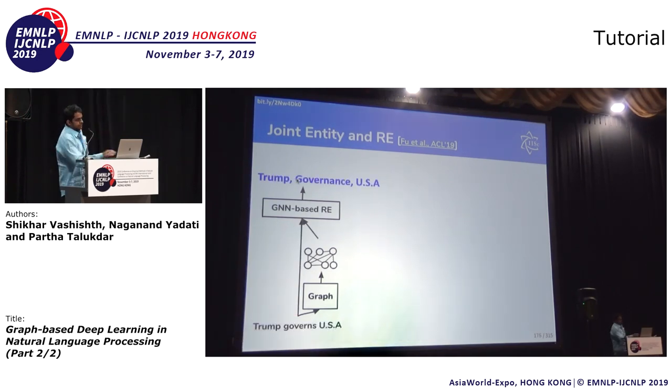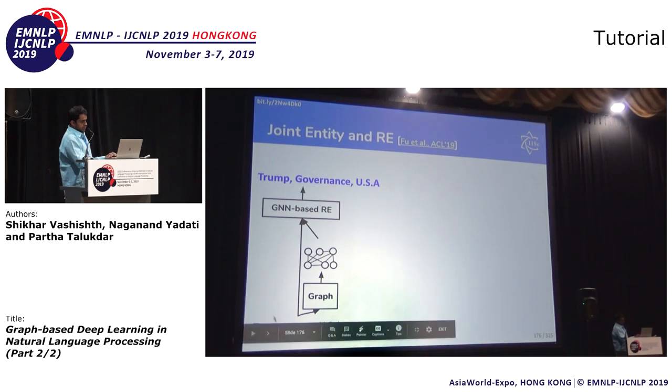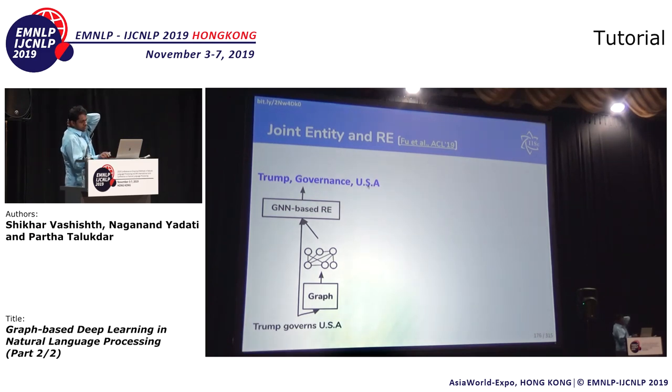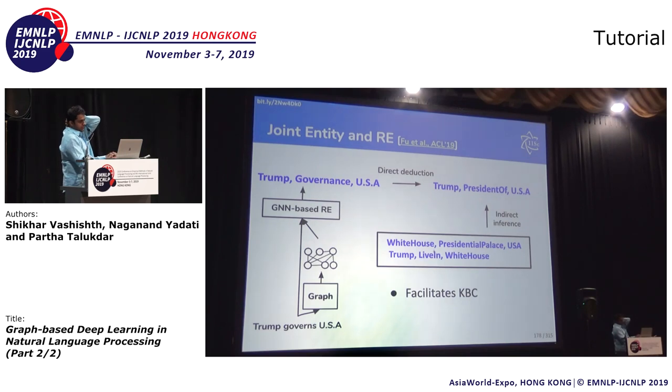To address this limitation, in this ACL 19 paper, they propose joint entity and relation extraction. We have the input sentence, for example, Trump governs USA, and it is directly used without the named entity recognizer in the graph neural net. The graph neural net will actually extract the triple, Trump governs USA. The main advantage is that we can deduce other triples, like Trump governs USA implies Trump is the president of USA. And there could be indirect inference. For example, if the extracted relationships are White House, Presidential Palace, USA, and Trump lives in White House, we can indirectly infer that Trump is the president of USA. This is an important problem for knowledge base construction.